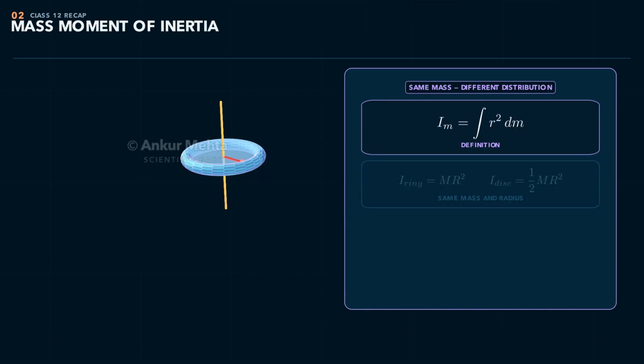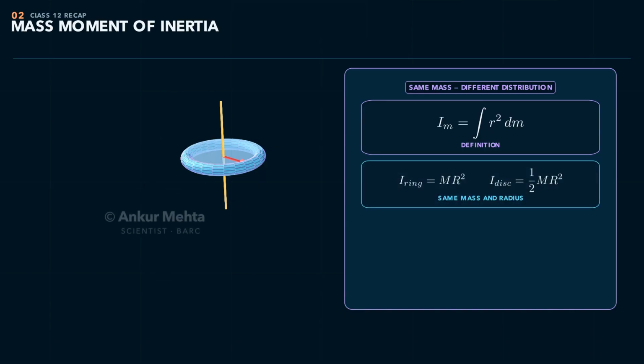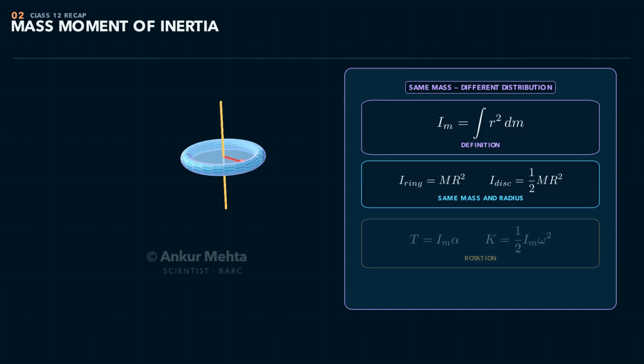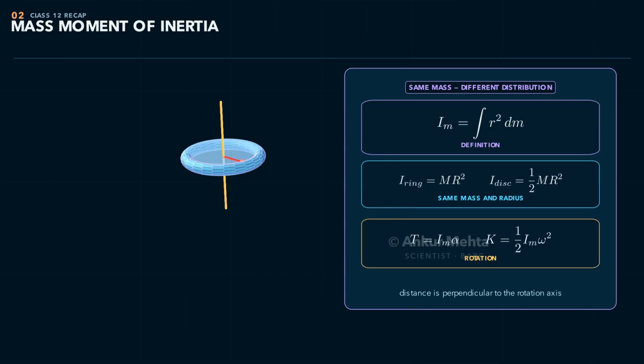For the ring, I equals mr squared. For the solid disk, I equals 1/2 mr squared. Torque produces angular acceleration through torque equals I mass alpha, and rotational kinetic energy is 1/2 I mass omega squared. This quantity belongs to motion and mass distribution.